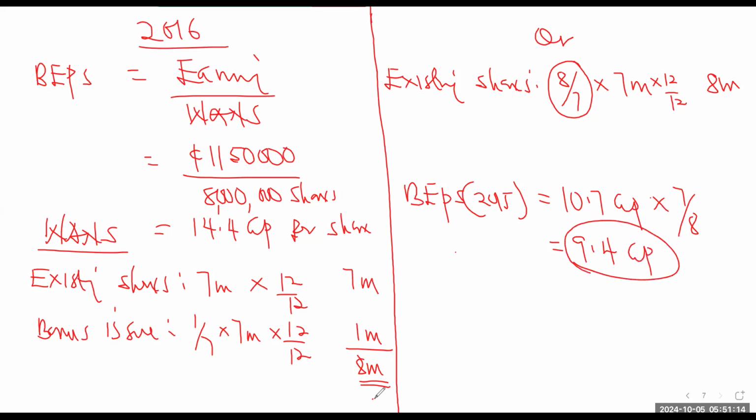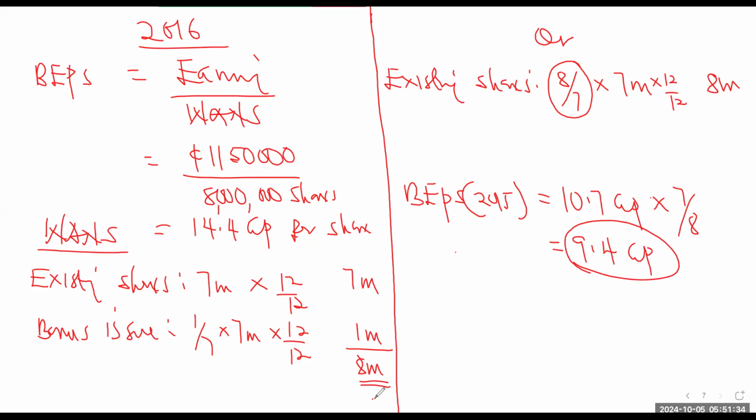This one, you can do also in a different way, but let's just maintain it like this. You can actually determine the earnings for the 2015 year and divide it by 8 million, but that is not a problem over here. So this is how we go about the bonus issue.